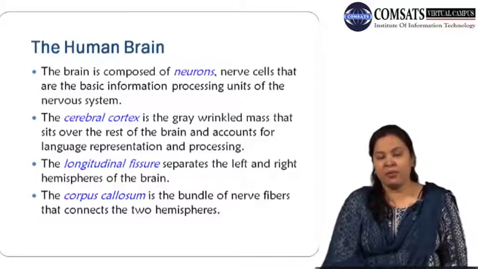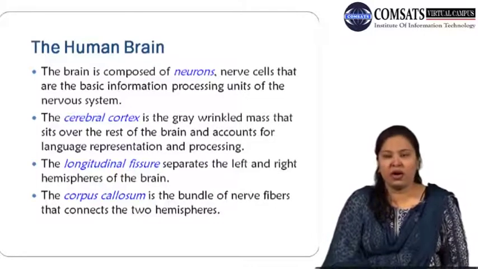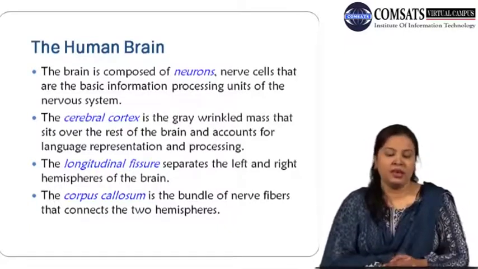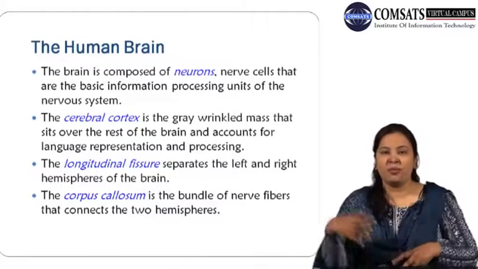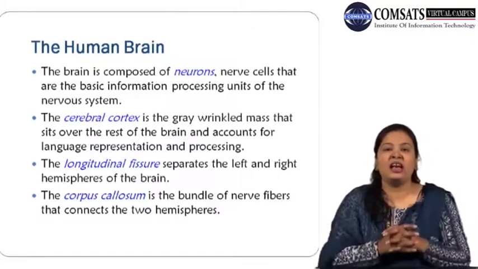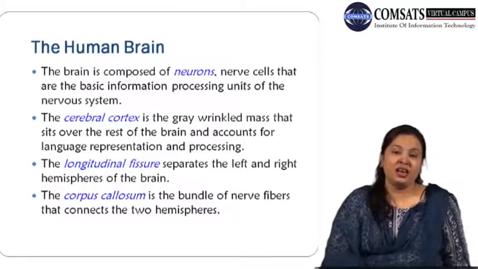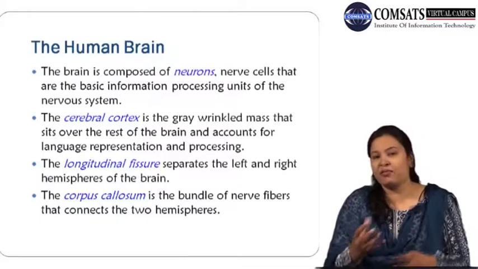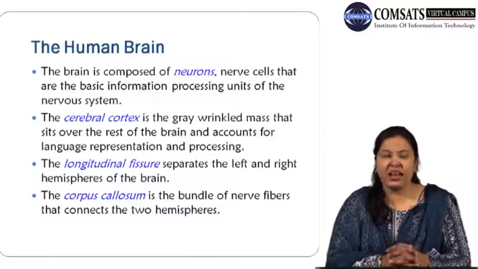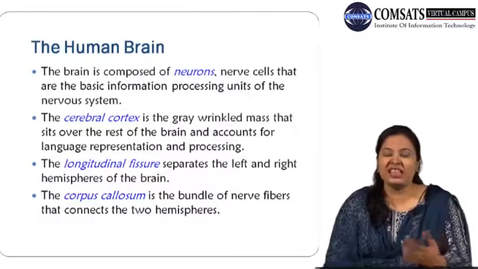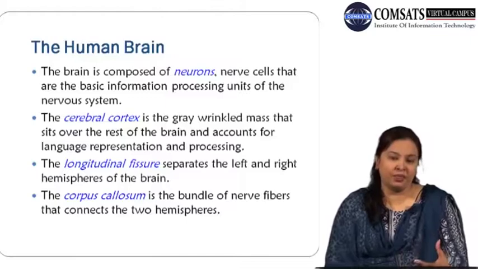And then there is another important part, the corpus callosum. The corpus callosum is the bundle of nerve fibers that connects the two hemispheres. Again, we have these two parts, and they are linked with the help of certain nerves, not only a single or two or three nerves, but a bundle of nerves known as the corpus callosum. Now let's see with the help of the diagram where these different parts are.